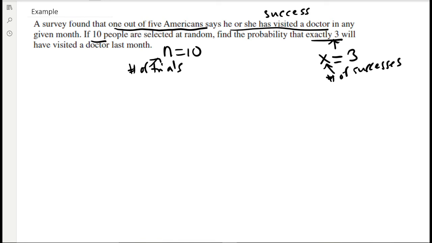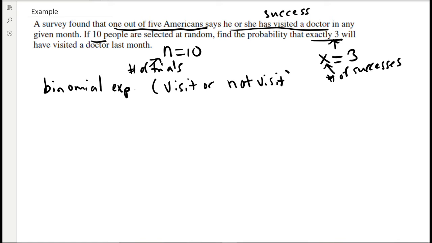This is considered a binomial experiment because you either visit the doctor or you don't. There are only 2 outcomes here. The probabilities are independent; each person is independent from the other and they have no influence on each other whatsoever. They're selected at random, and the number of trials is fixed because you're choosing only 10 people. So therefore, this is considered a binomial experiment.